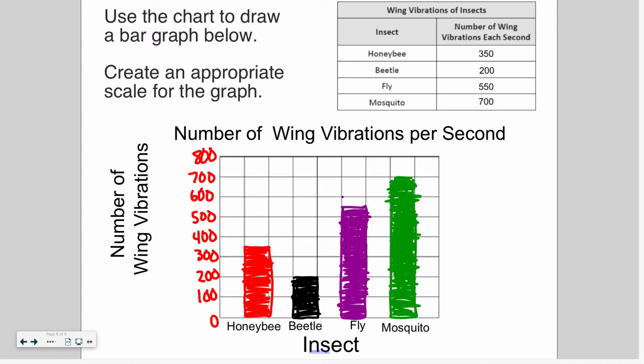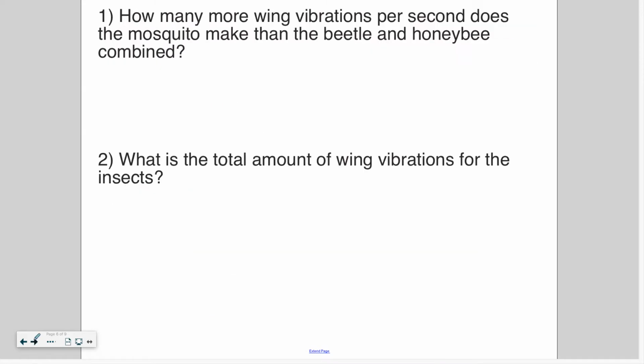Okay, so I have 350 for the honeybee. And I know it's 350 because if this is 300 and this is 400, halfway would be 350. 200 for the beetle, 550 again, halfway for the fly, and then mosquito, 700. So I've accurately made an appropriate scale, filled in my graph. I am ready to move on.